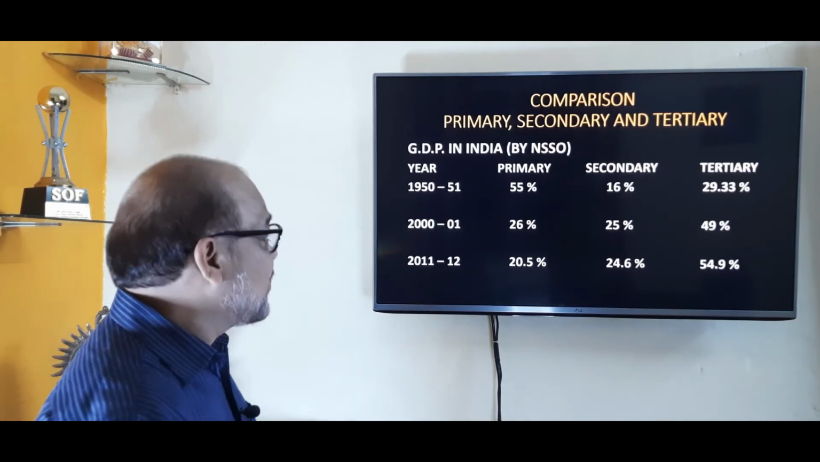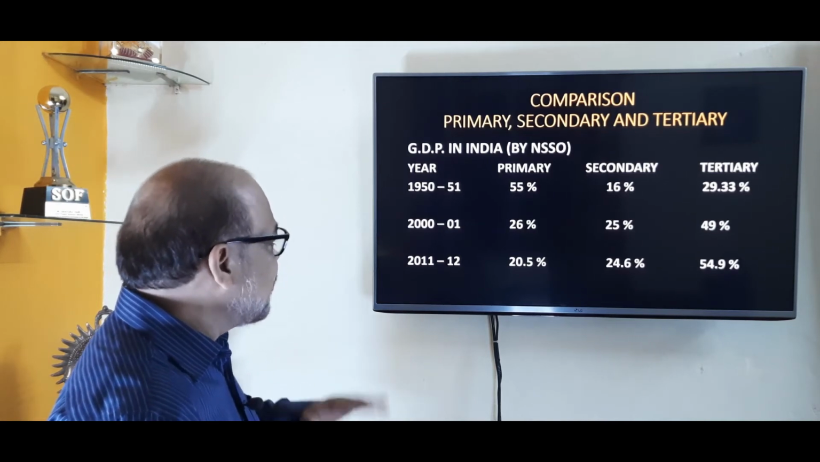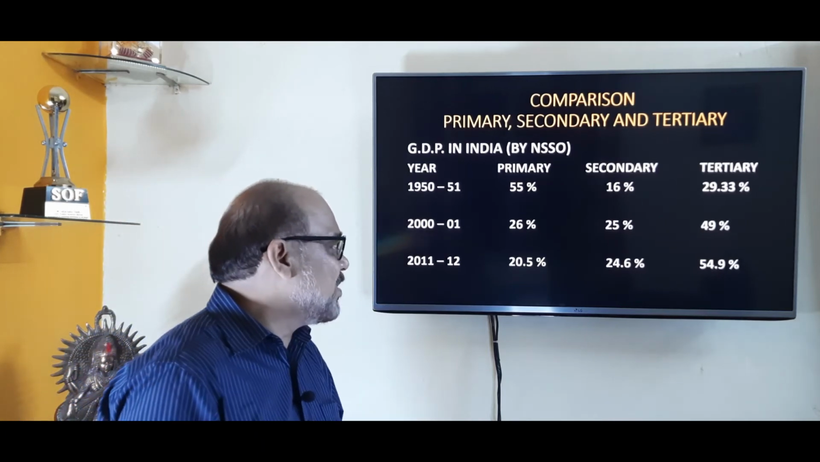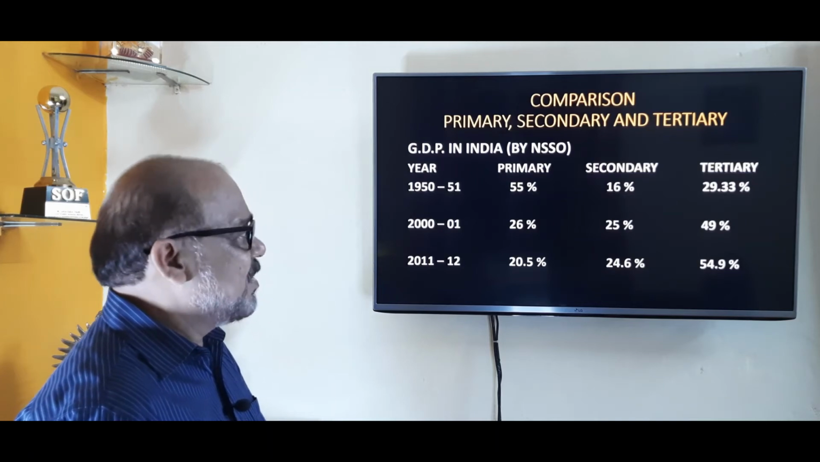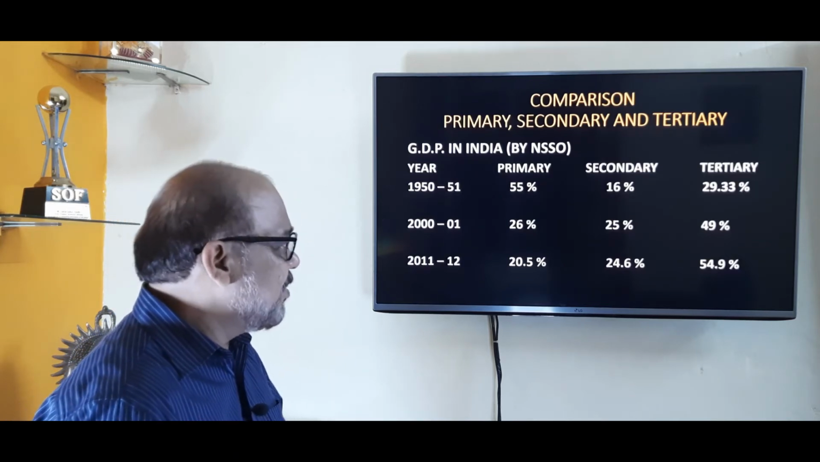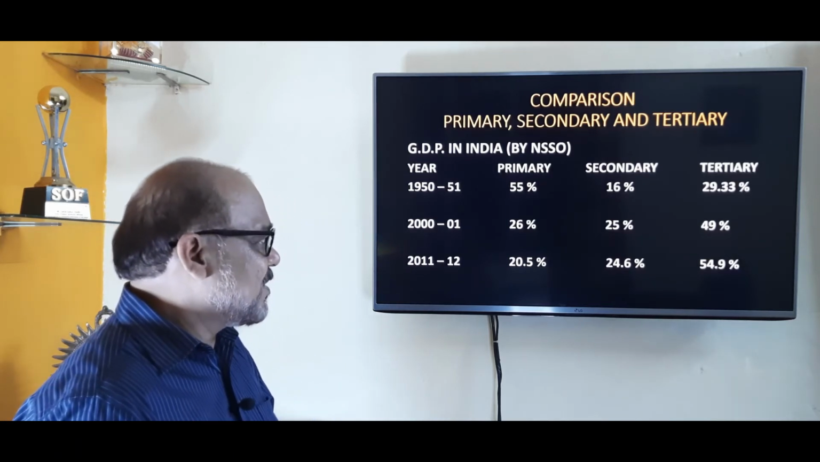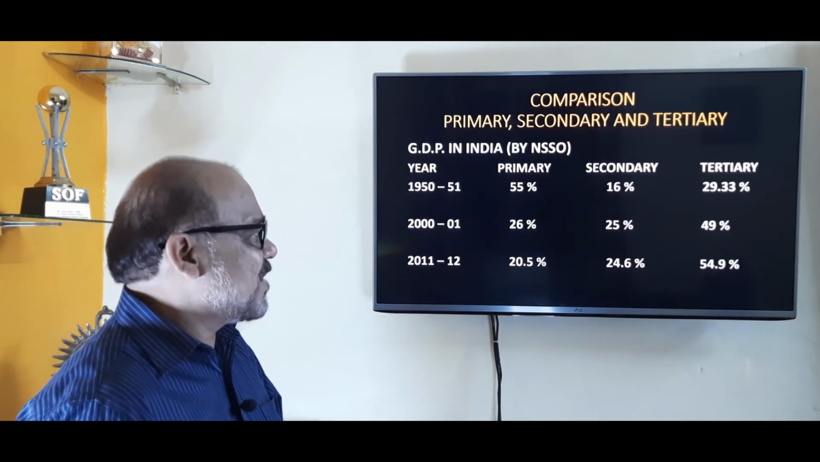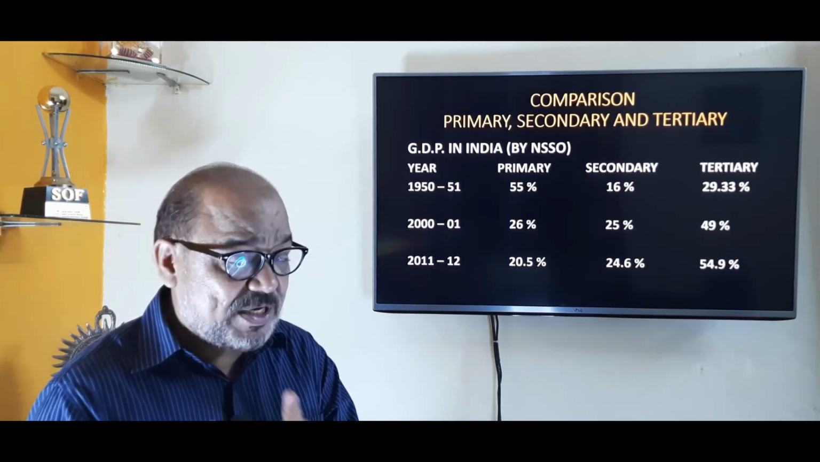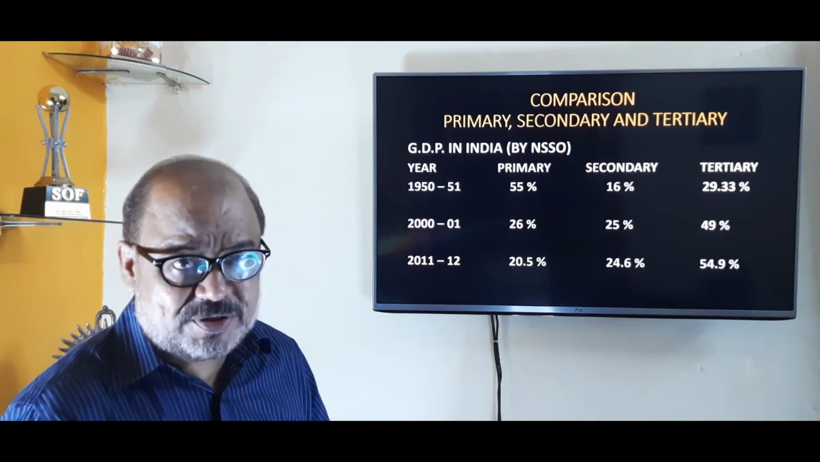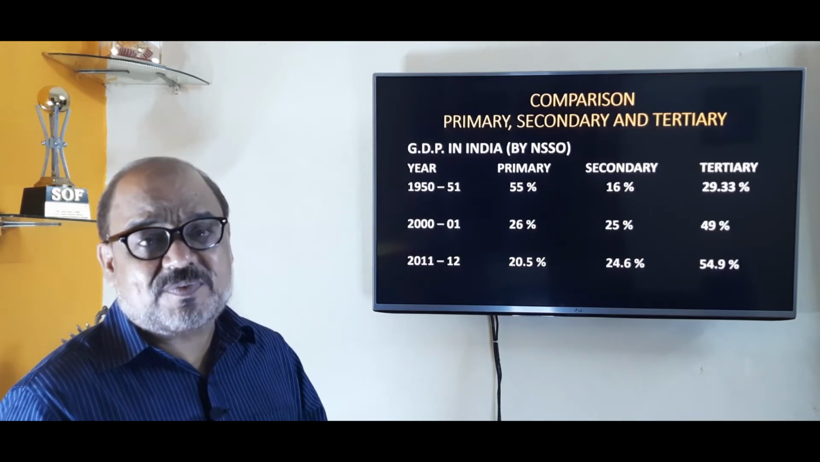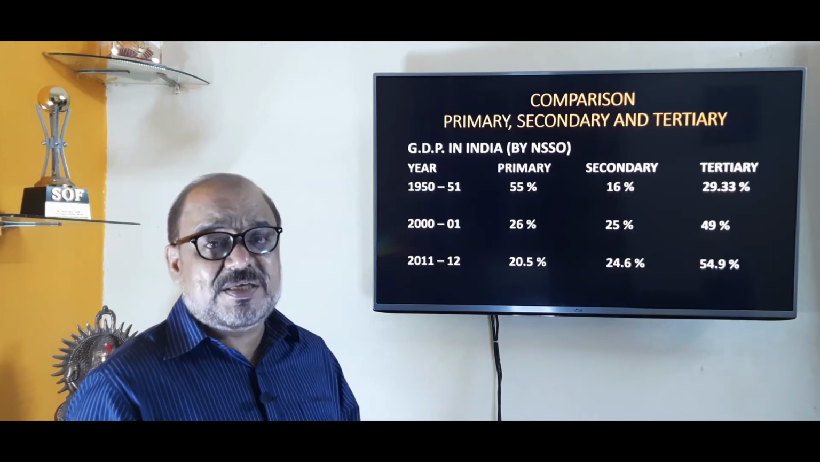If we observe this table very carefully, the contribution of primary sector in the GDP is showing a gradual decrease, while the secondary and tertiary sector indicating gradual increase. But one thing we observe here, there is rapid increase in the share of tertiary sector contribution in the GDP. That is very, very significant, very, very important. That indicates the increasing role of tertiary sector as far as contribution in the GDP is concerned.